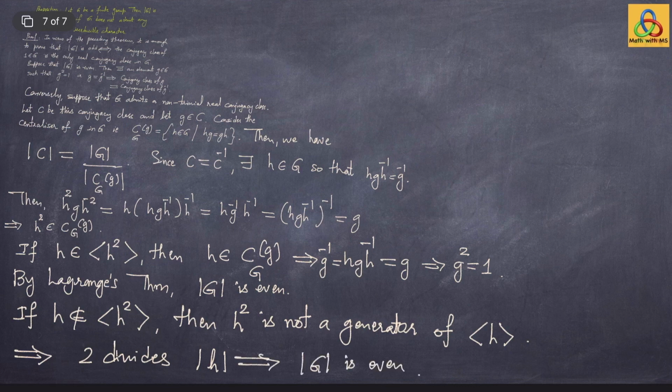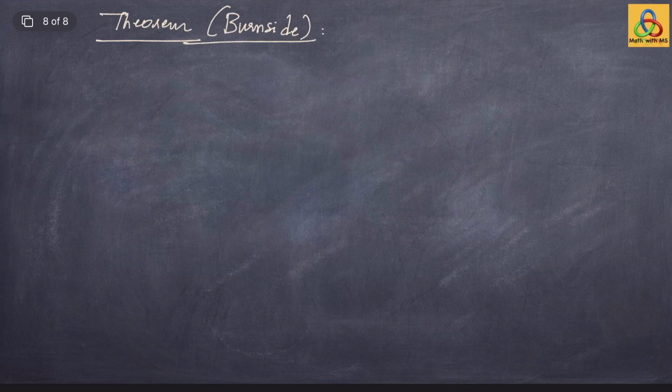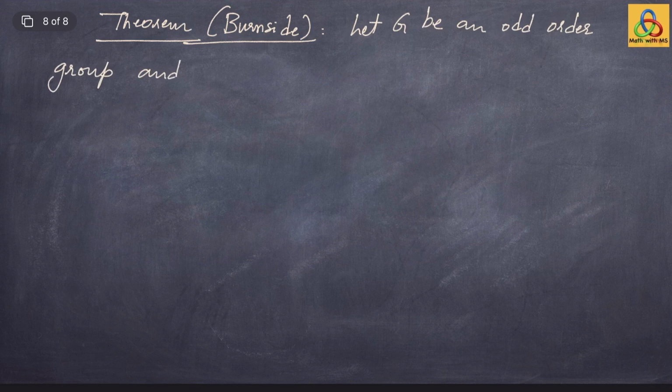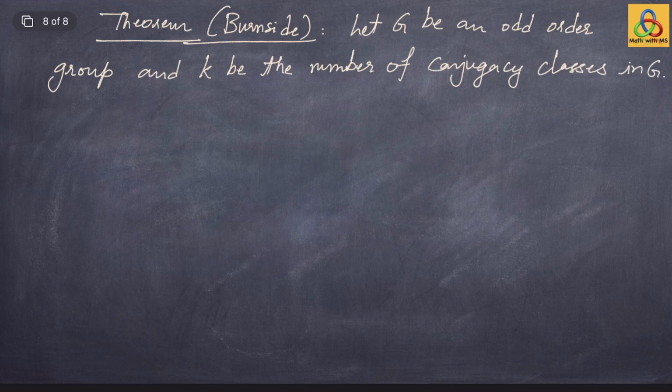This proves the proposition. Let us conclude this lecture by deriving a nice result of Burnside. Let G be a group of odd order, and k be the number of conjugacy classes in G. Then k is congruent to the order of the group G modulo 16.